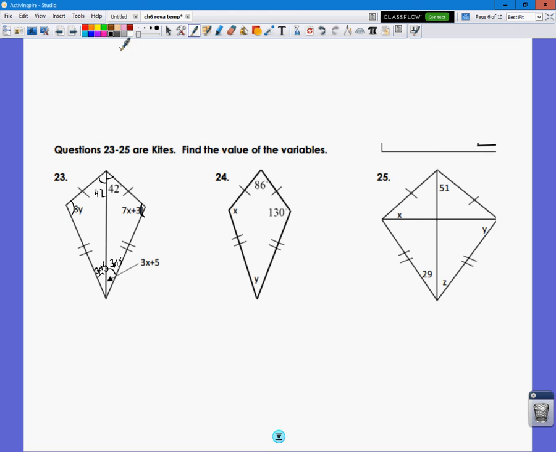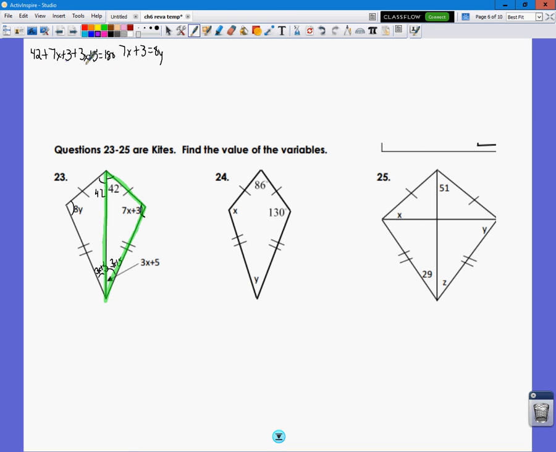So I would have one equation that might look like this. 7x plus 3 could be equal to 8y, but I notice that I have two variables. A lot of times things in kites and rhombuses boil down to looking at a triangle. If I look at this triangle, I know there's 180 degrees in it. I've used 42, 7x plus 3, and 3x plus 5. And that should be equal to 180 degrees.